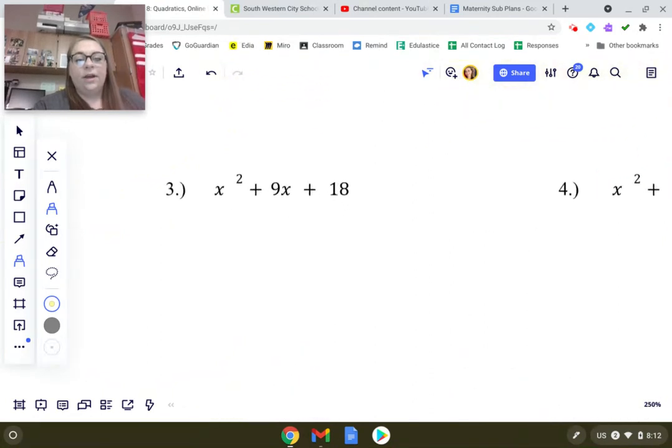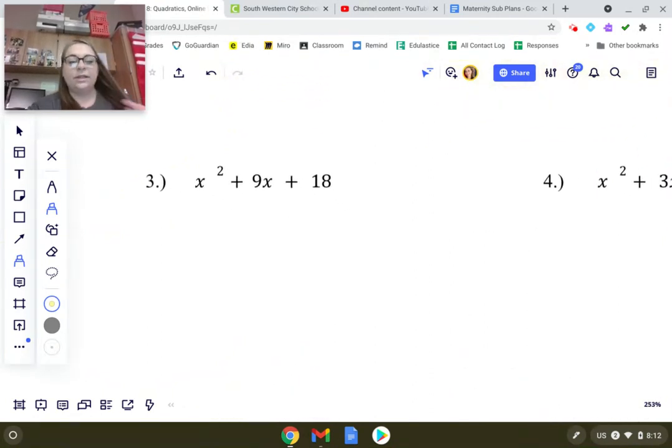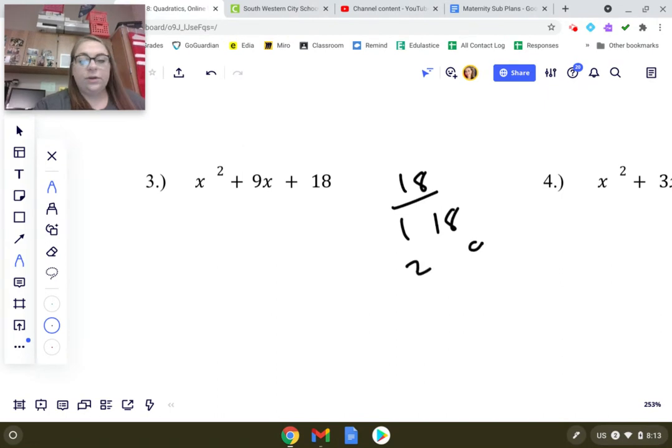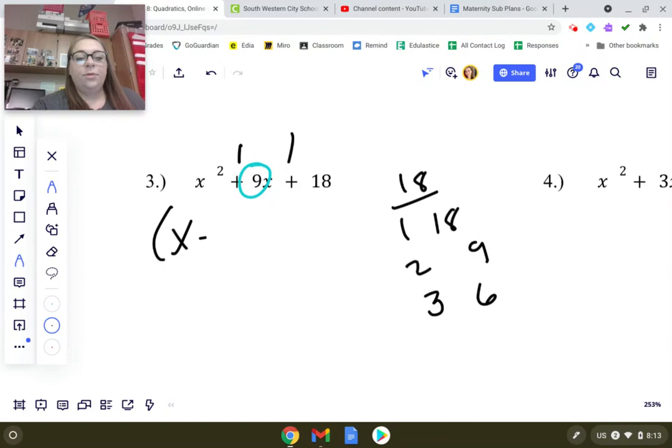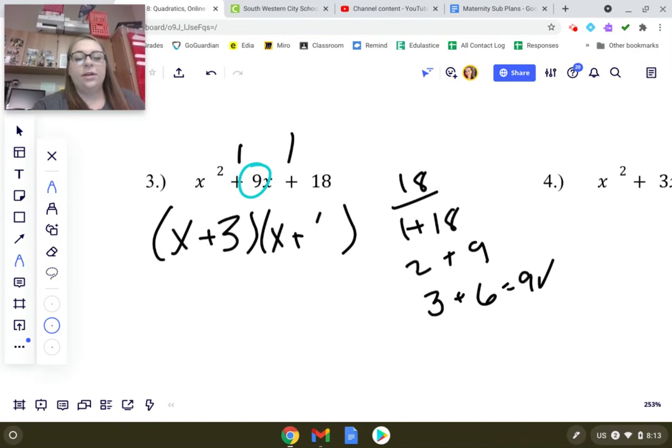All right, next one. I've got x squared plus 9x plus 18. Again, let's find factors of 18: 1 and 18, 2 and 9, and 3 and 6. Our goal is to get them to add up to 9. Notice I've got a plus, so both of my factors will be positive. 1 plus 18, nope. 2 plus 9, nope. 3 plus 6, yep, that works. So plugging in 3 and 6, there is my final answer.